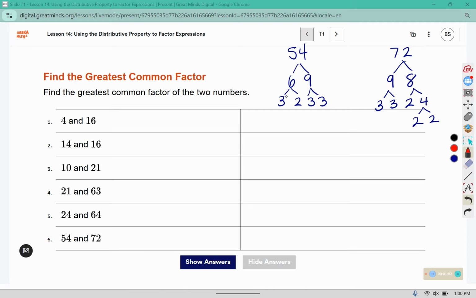So to find common factors, I see they both have a 3. They both have a 2. They both have a 3. So I have 3 times 2 is 6, and 6 times 3 is 18. So the greatest common factor between 54 and 72 would be 18.